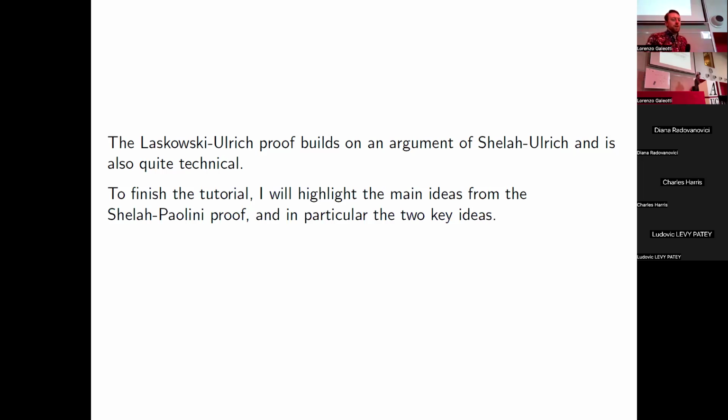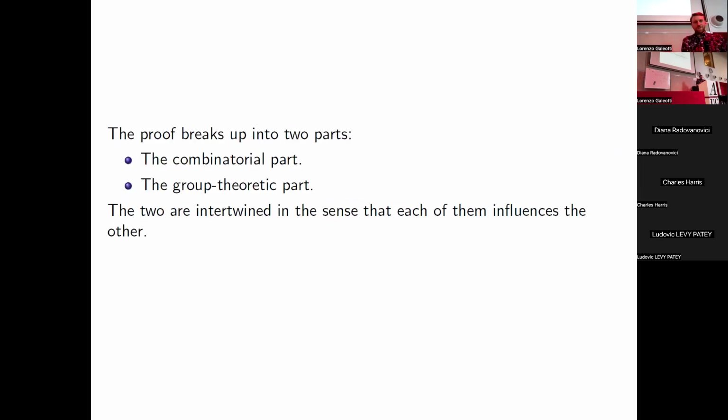So to end the tutorial, I'm not going to be able to give a proof of this, but I want to try to highlight some of the main ideas. What are the new things they had to introduce in order to solve this? The structure of the proof breaks up into two parts. There is a combinatorial part where they construct a purely combinatorial structure using equivalence relations.